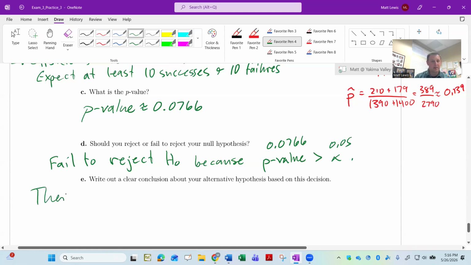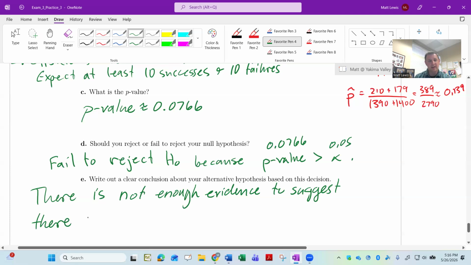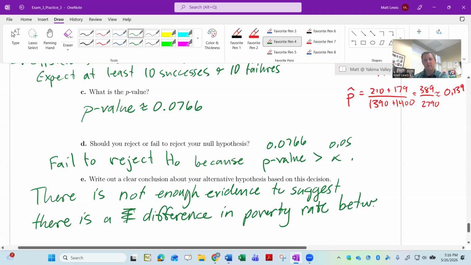And so we can see there is not, right? We failed to reject, so there is not enough evidence for our alternative hypothesis. And our alternative hypothesis is that there is a difference in poverty rate between men.